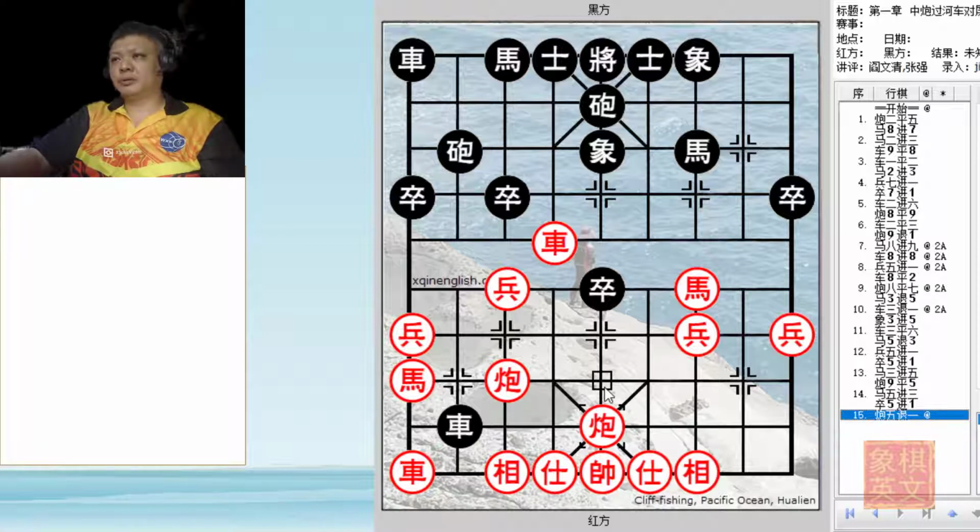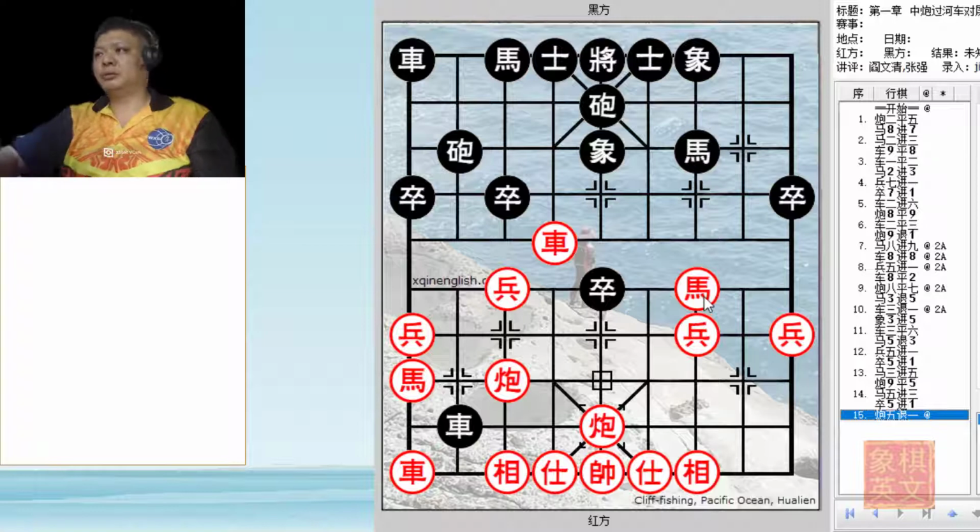C7 equals to 5 to attack. And this tiger-headed horse over here is another very powerful entity. By retreating the cannon, the black chariot is also prevented from guarding this flank from the attack by the horse. So red would have the initiative. This would be variation A.